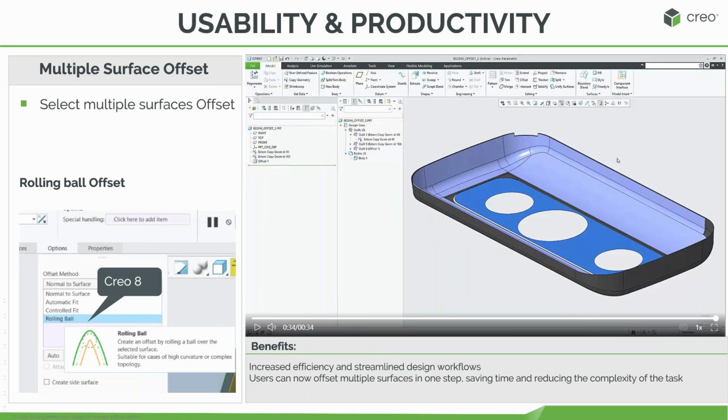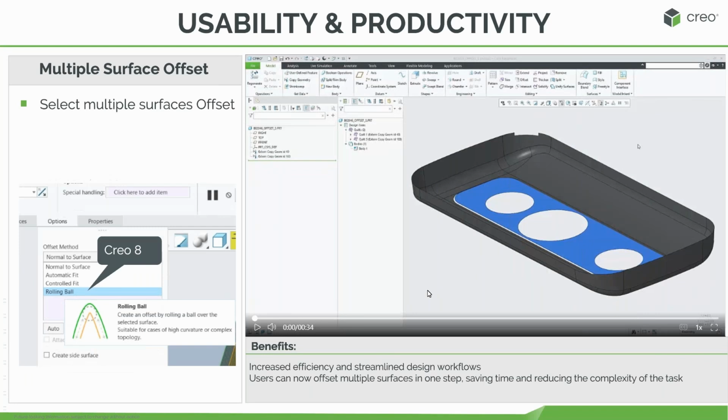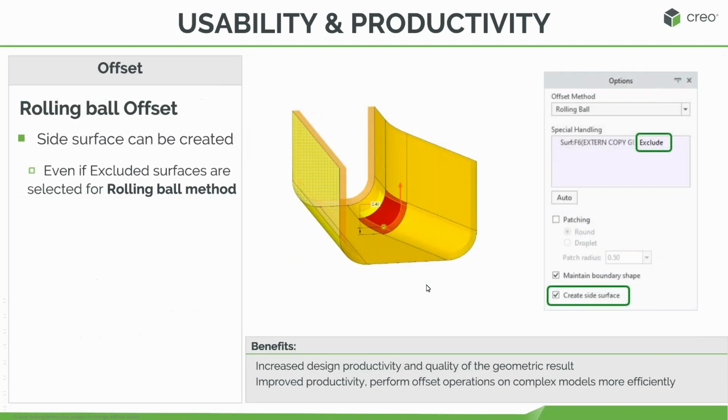So with this new flexibility, you can now use the offset command for almost any geometry in Creo. That means it's easier to build internal or external surfaces, and you can thicken them later with fewer headaches. Also worth mentioning is the rolling ball enhancement that came up in Creo 8. It's a huge help when working with high curvature surfaces. There is also an improvement on rolling ball. Now you can create side surfaces even when surfaces are excluded, making it much easier and faster to handle complex surfaces.